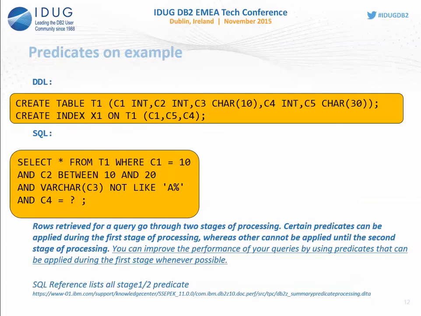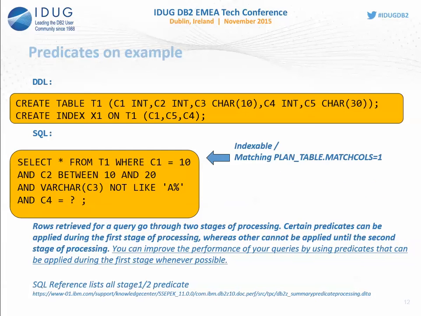And here are some basic definitions of what stage one and stage two predicates are. I will explain it with an example, because one example can tell you more than just the dry definitions. Here you have a table based on five columns, and you have an index based on some of those columns. Here is a simple SQL with four predicates. Since we have an index on C1, C5, and C4, this first predicate would be indexable and matching, with match columns equals 1.